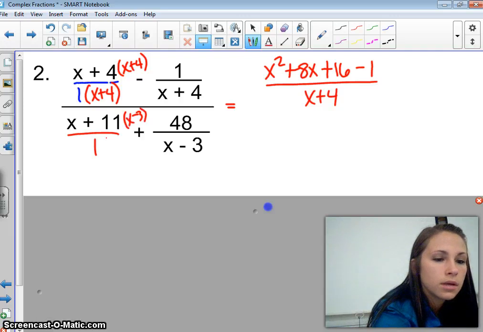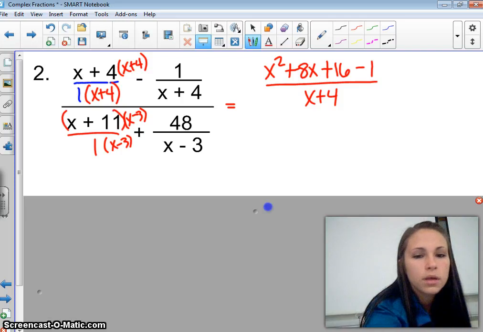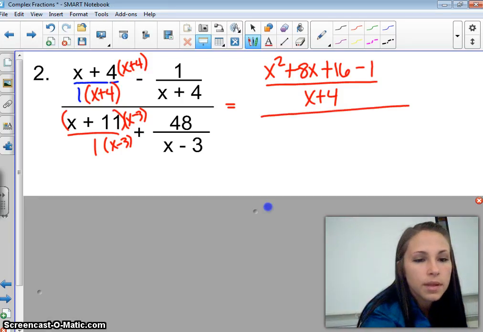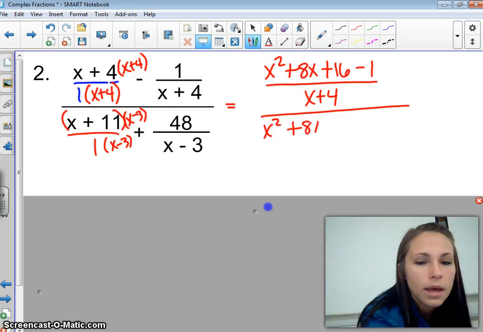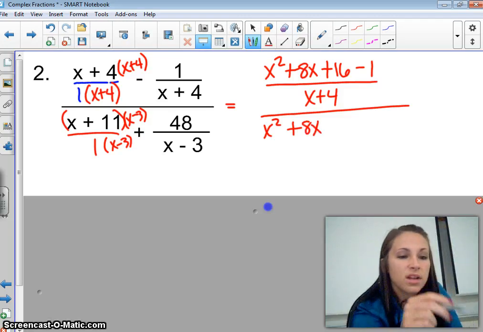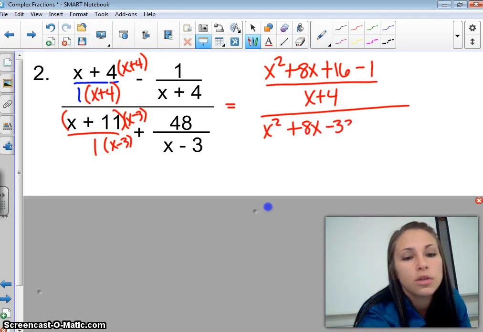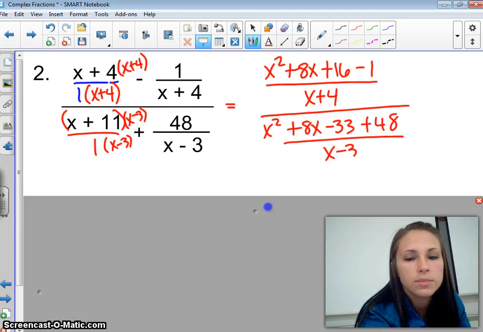Now, bottom part, I'm going to put that over 1, so it's going to need an x minus 3 and an x minus 3. So I'm going to go ahead and FOIL. So that's going to give me x squared. And then outsides give me negative 3. Insides give me positive 11. So 11 minus 3 is going to end up giving me plus 8x. Alright, and then 11 times negative 3 is just minus 33. And I've got the plus 48 on the end over x minus 3.